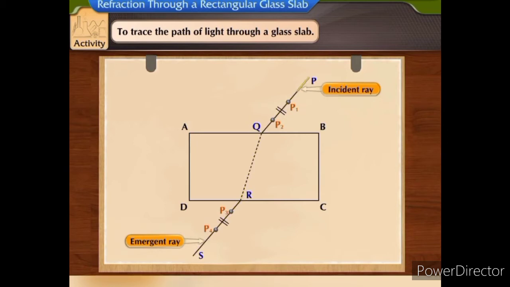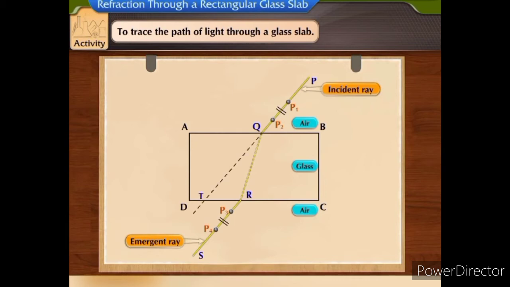The ray of light enters the glass from air at point Q. It gets refracted and travels along QR. Again at point R, when the ray of light passes from the glass to air, there is a change in the direction of propagation due to refraction. The ray of light shifts slightly to the left side.